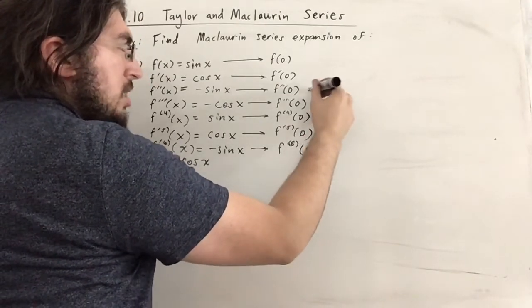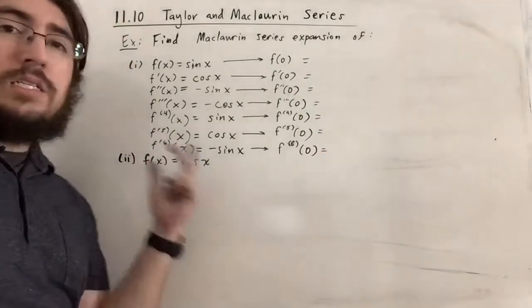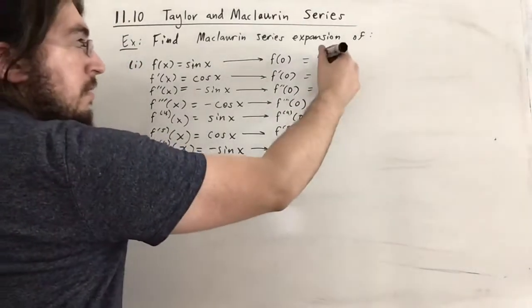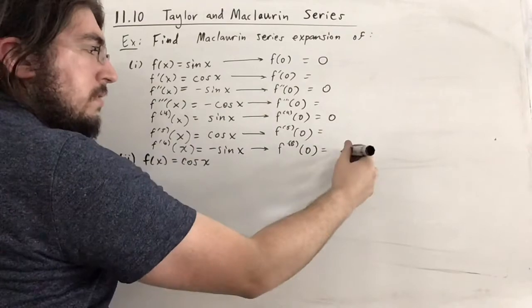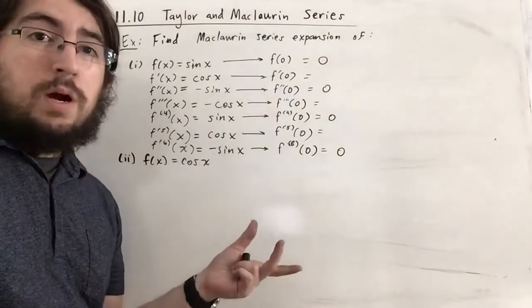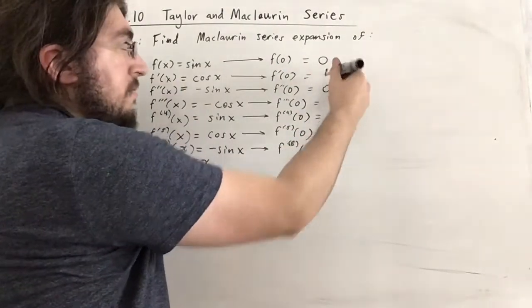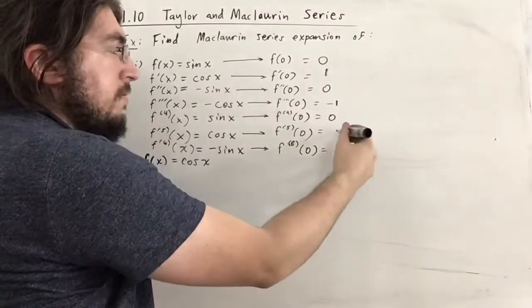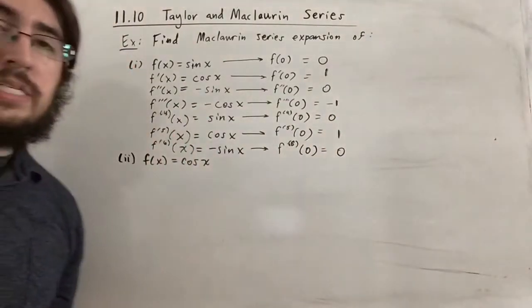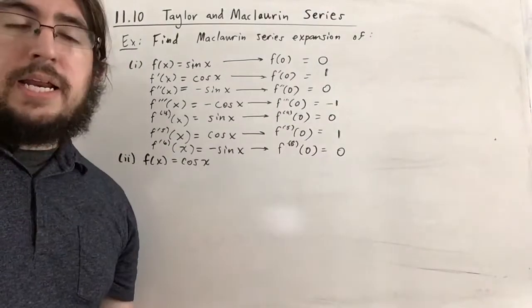Well, notice sine of 0 is 0. So anything that has a sine will actually go to 0. And that's every other one as it turns out. Cosine of 0 is 1 though. So notice it's positive for these ones and then negative for the one where it's negative. So really we have alternating signs.